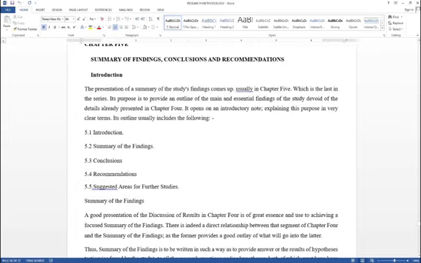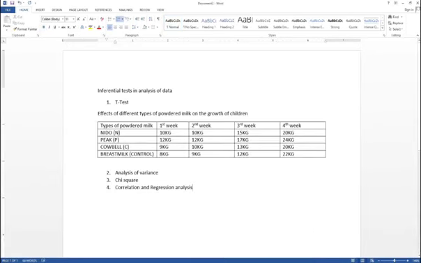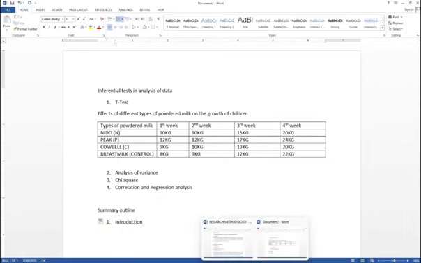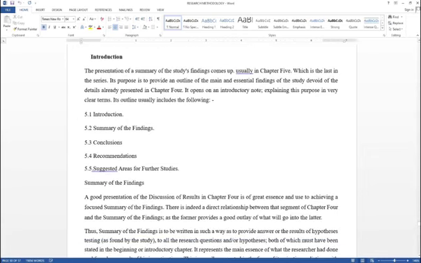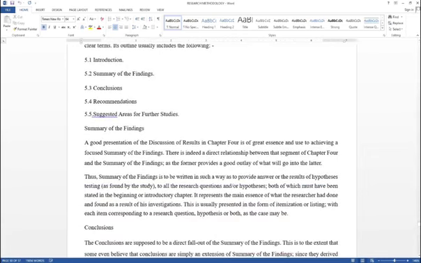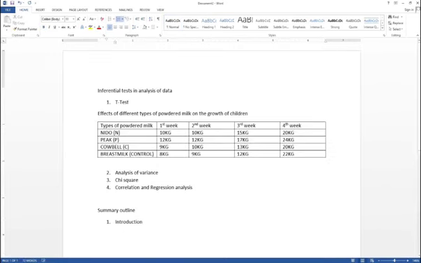Let's look at the summary outline. We have our introduction, and then we have the summary of the findings. That's the next one.